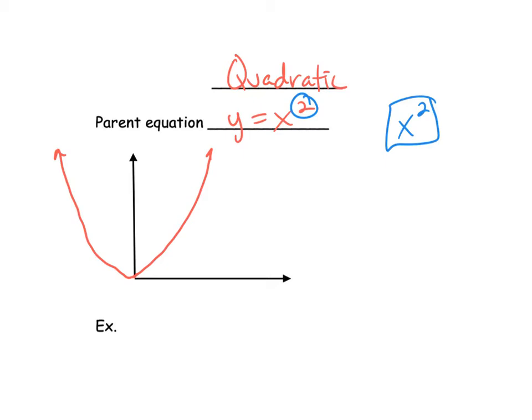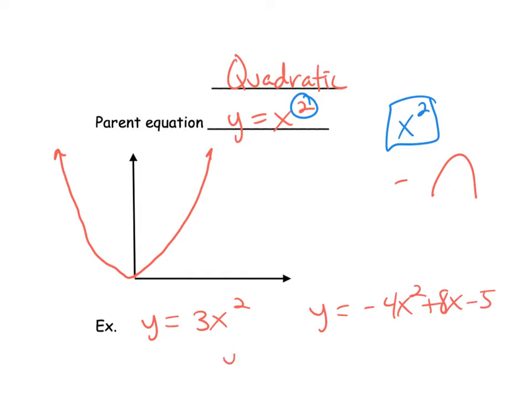Now, changing the x squared to a negative x squared makes it turn over the other direction and open down, so it could look like that. So if it's negative, it looks like that. Some examples of a quadratic equation would be y equals 3x squared, y equals negative 4x squared plus 8x minus 5, or y equals 1/2 x squared minus 2. Those would all be quadratic equations that we could look at.